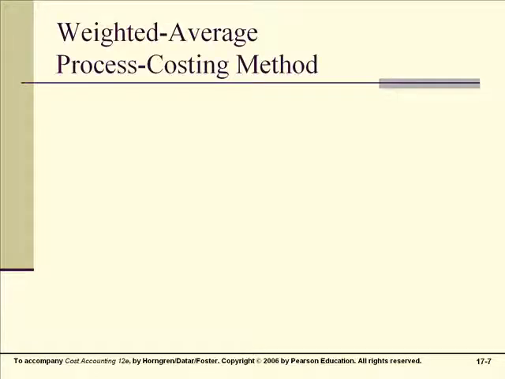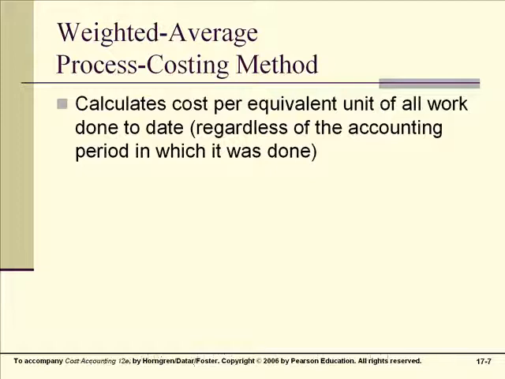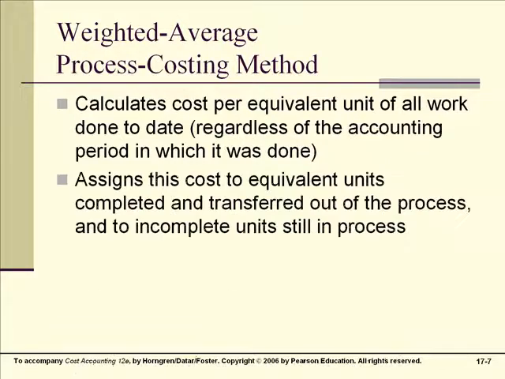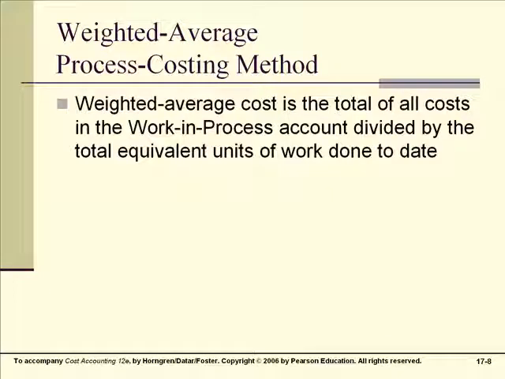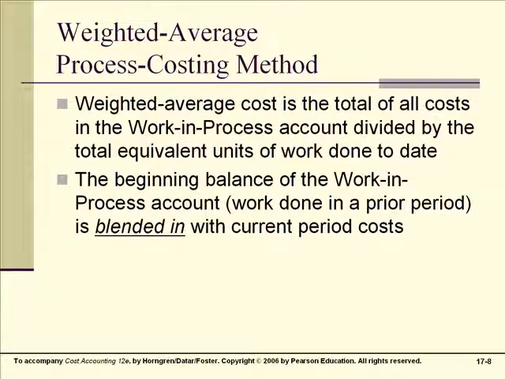Now, under the weighted average method of process costing, we calculate the cost per equivalent unit of all work done to date, regardless of which accounting period in which it was performed. And then we assign this cost of equivalent unit completed and transferred out of the process, and to the complete units still in process. Now, the weighted average cost is the total of all costs in the work in process account divided by the total equivalent units of work done to date. The beginning balance of work in process account represents work done in a prior period, and it gets blended with the current period cost or the current period activities.